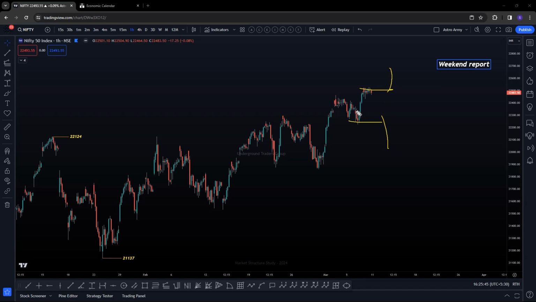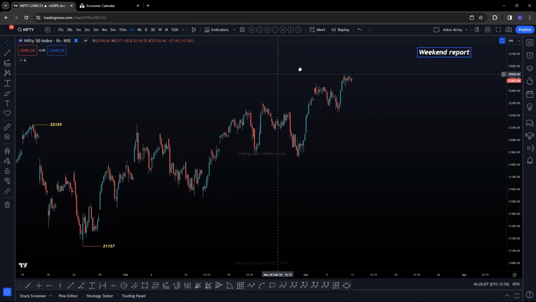We don't care what the FIIs, DIIs are doing, or what the news comes out. It does not matter to us. Only specific news event dates are important. The outcome of the news event, like suppose CPI data or inflation data, is not important for us. Okay. Because everything for us, it's in the chart. Okay. Right. So let's begin the weekend report.